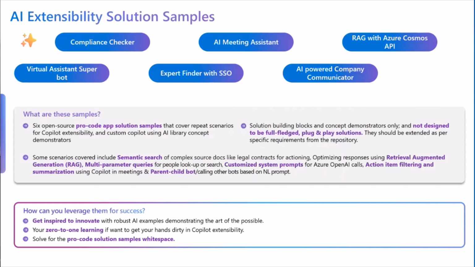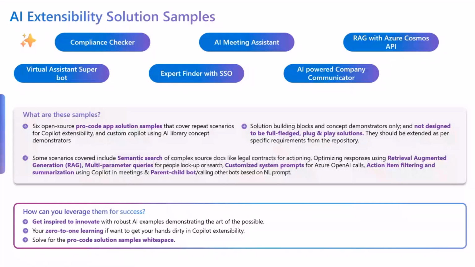So the idea for these samples is basically for you to get inspired as a community to innovate with some robust examples. Not all of them are Copilot, but all of them are AI, right? And we identified a white space in pro code solution samples, and we tried to use this as a plug for those. These aren't really, like I said, plug and play solutions, but they're great ways to get started. They're great ways to look at some of our ready-made cookie cutter samples that we have, and then possibly just get started from there on. So that should hopefully give you a quick idea of what these samples are.